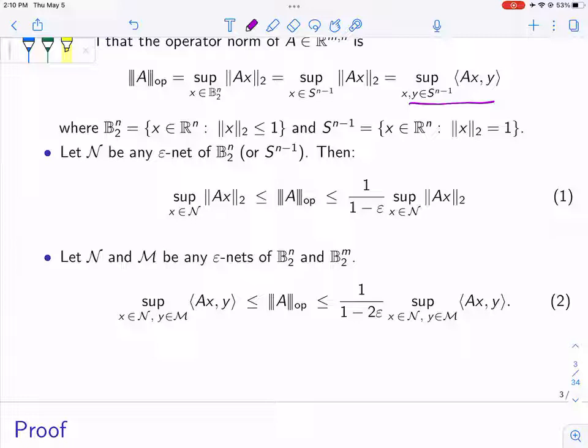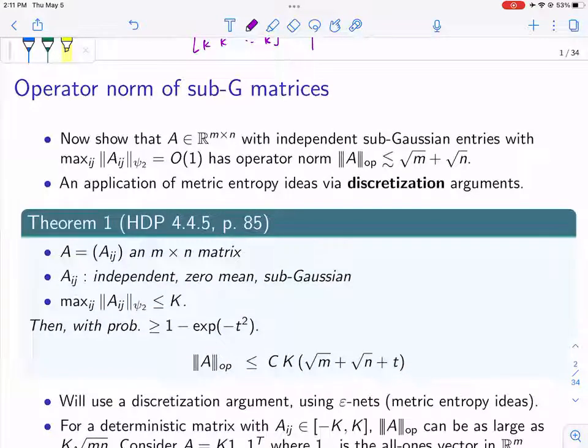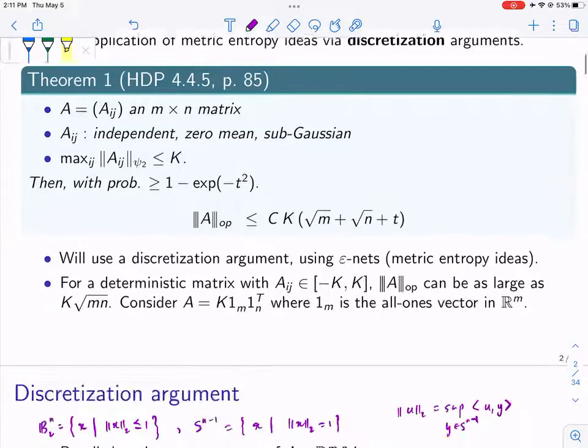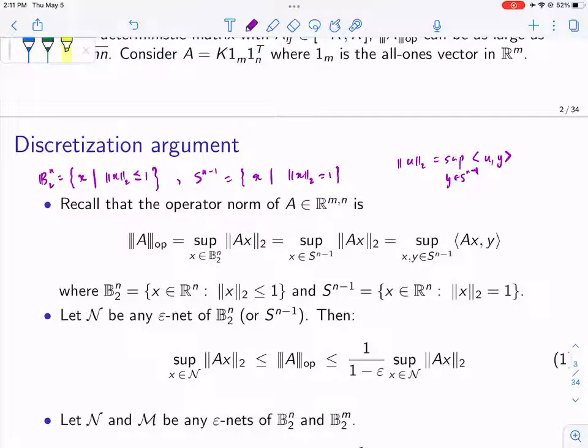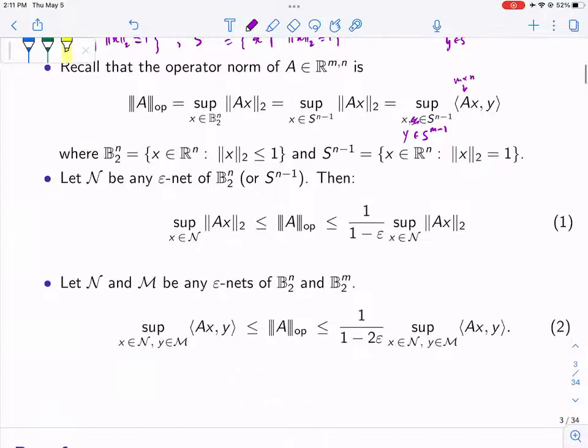A similar result is true if you try to do it here. We'll go through the proof of this, and then you can, as an exercise, try to show that if I replace x and y by respective nets, x and y have different dimensions, right? It's m by n, so x is in R^n, and y in our case is in R^m. I just realized that this is not correct. Sorry, x is in S^(n-1) and y in S^(m-1), because this is m by n. Once you show that, you can show this, with a factor of 2 here. So let's try to show now this inequality. How do we show this?